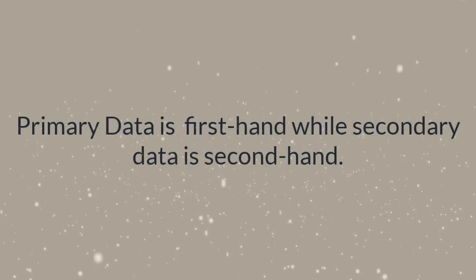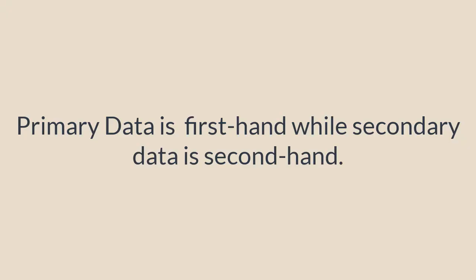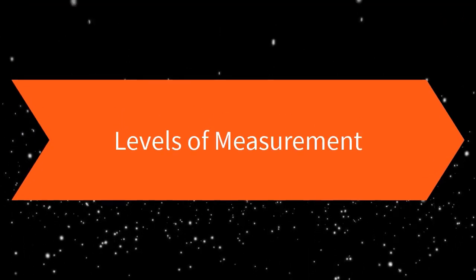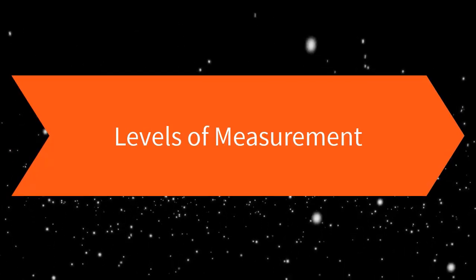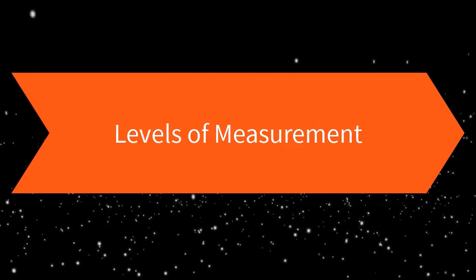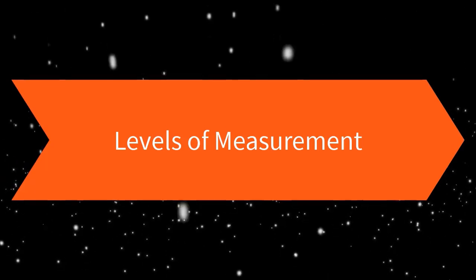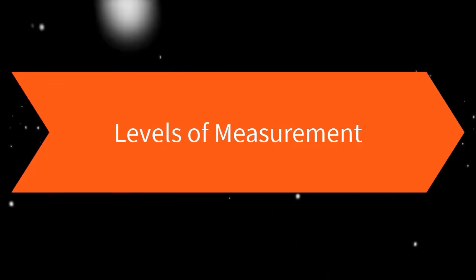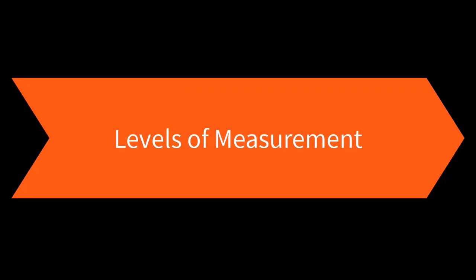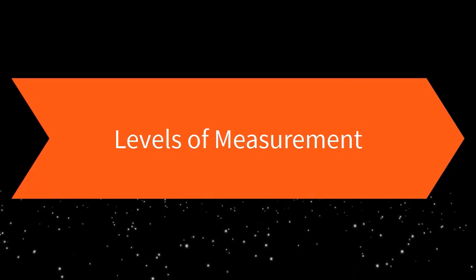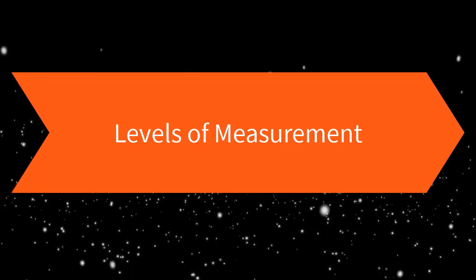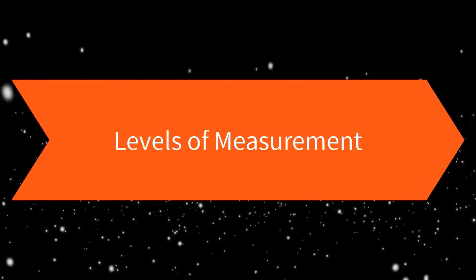We're going to compare this. Primary data are the information that we gathered first-hand, while secondary data second-hand. Levels of measurement. When we collect data, we usually classify the information obtained according to one of the four levels of measurement. We have the nominal level, the ordinal level, the interval level, and the ratio level.